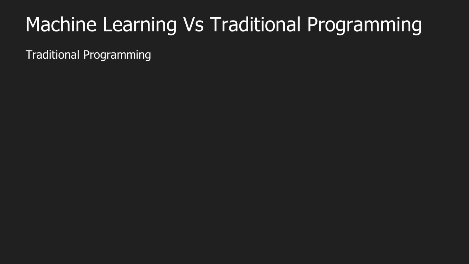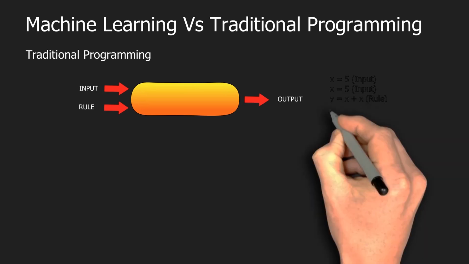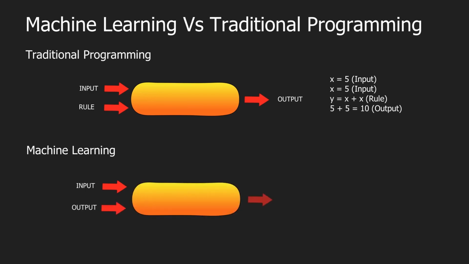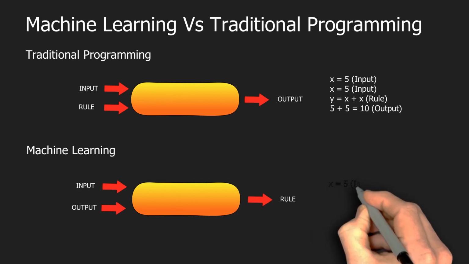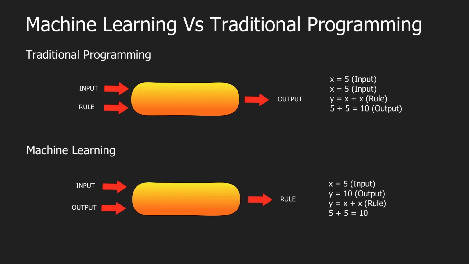The next topic we are going to see is the difference between machine learning and traditional programming. In traditional programming, we give the input and the program so that we get an output. But in machine learning, we give the input and the output so the computer can create a program that will give this output. That is the main difference between traditional programming and machine learning. I have given an example.